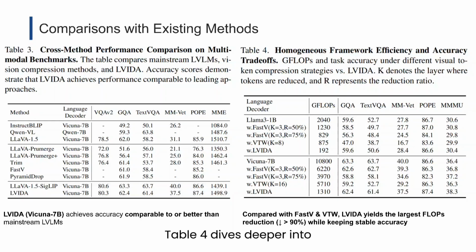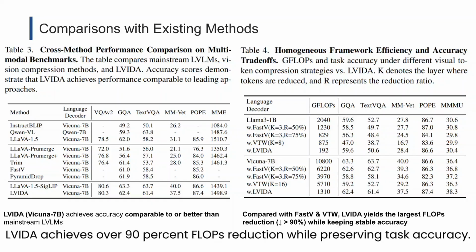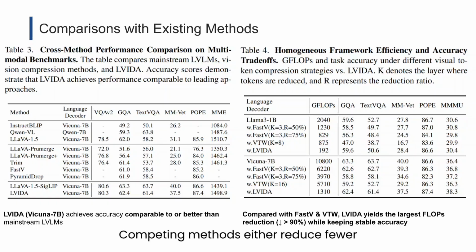Table 4 dives deeper into efficiency accuracy trade-offs under a consistent framework. When compared with compression-based approaches like FastV or others, LVIDA achieves over 90% FLOPs reduction while preserving task accuracy. Competing methods either reduce fewer FLOPs or suffer accuracy drops of several points.